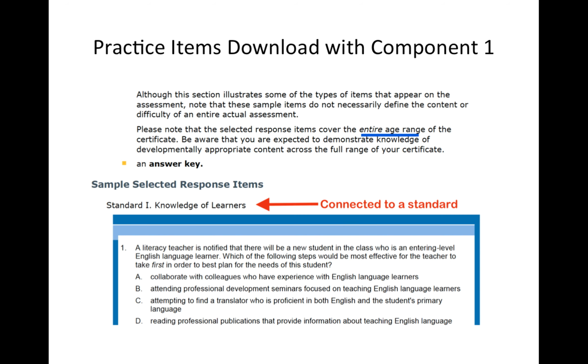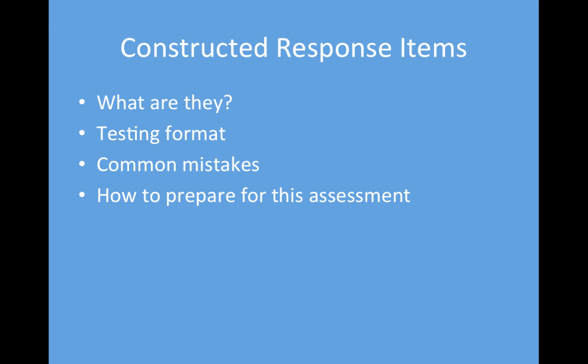Here are your sample items. These are in your Component 1 instructions. It gives you just a few. And I want to point out, if you look at the selected response items, you see where it shows you it's connected to a standard. So when you see that on the assessment, at the assessment center, that should help clue you when you're getting ready to answer this question. Like, for example, this question is tying to knowledge of learners. It is connected to that standard. It's assessing your knowledge of that standard. So that's another way to use that.